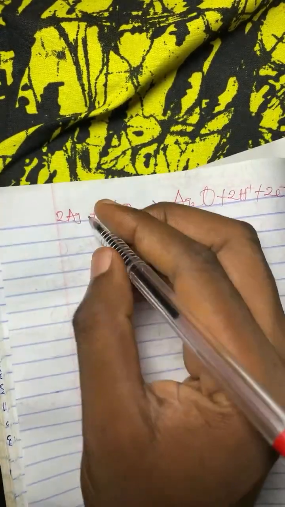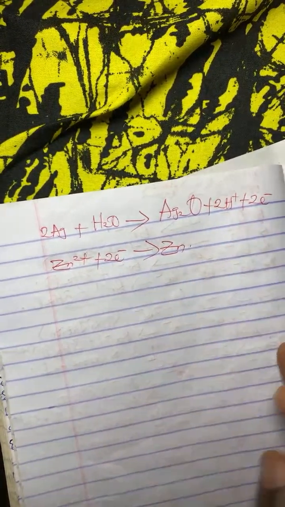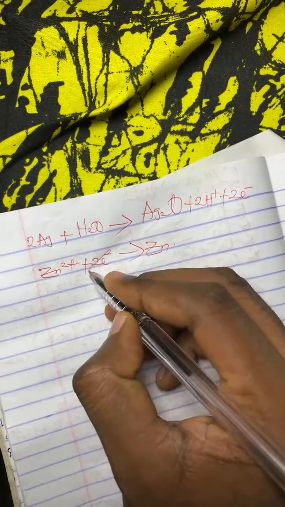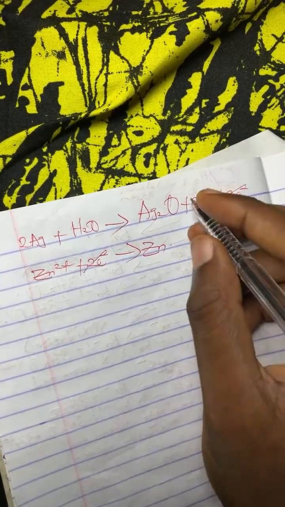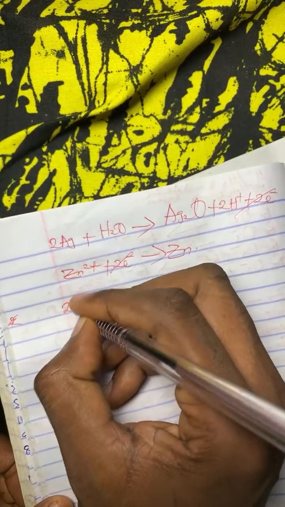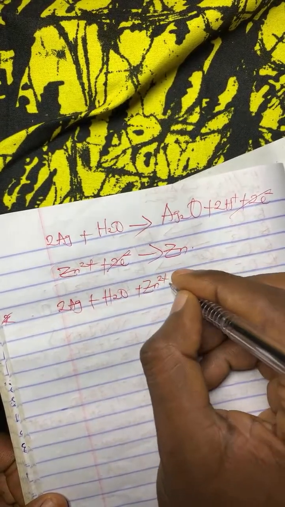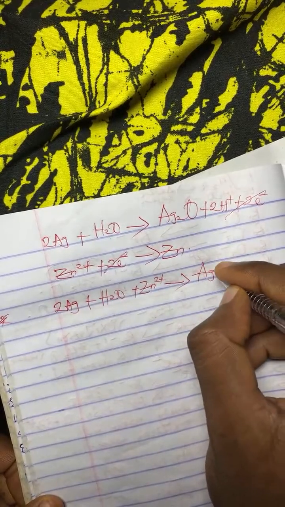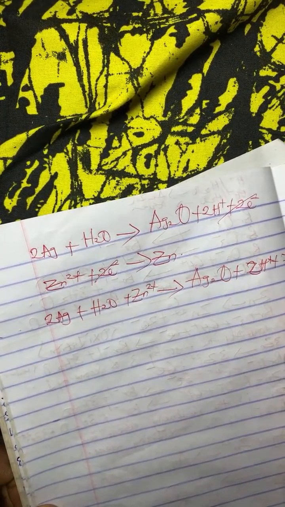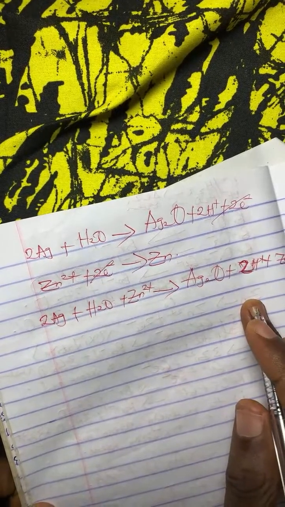Now the second half reaction will be Zn2 plus plus 2 electrons to give us Zn. Now what we want to do is combine. Combining simply means that because we have 2 electrons, they can easily cancel out each other. So I'm going to have 2Ag plus H2O plus Zn2 plus will give me Ag2O plus 2 hydrogen ion plus zinc.